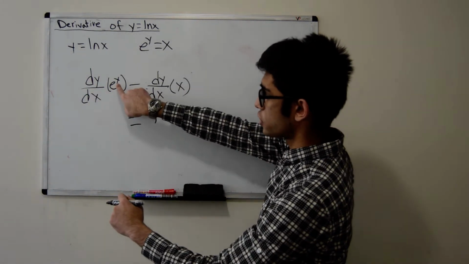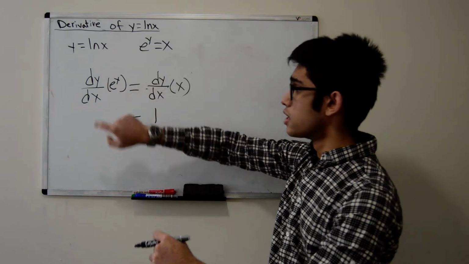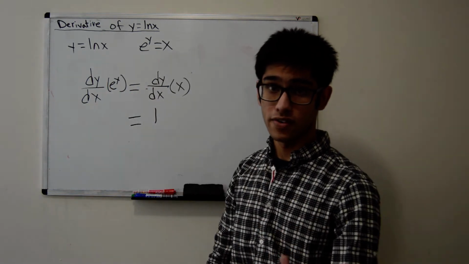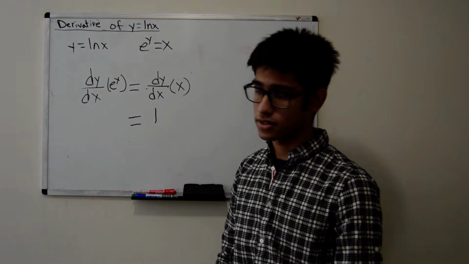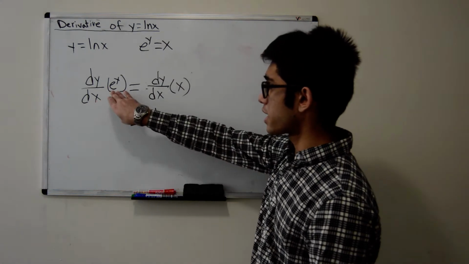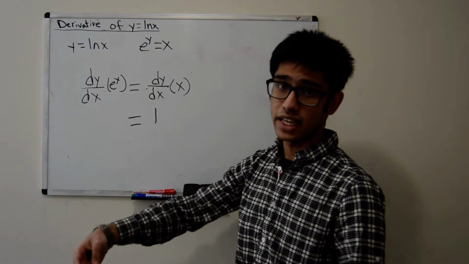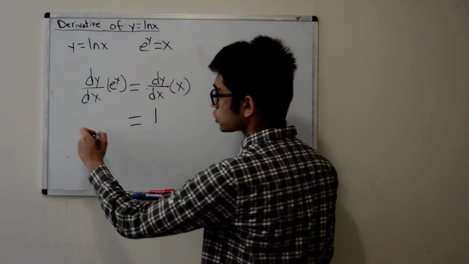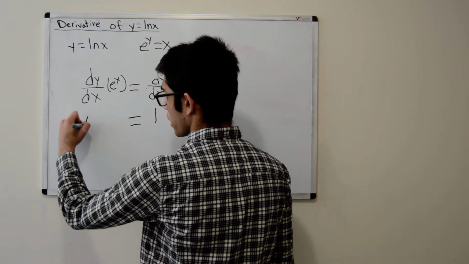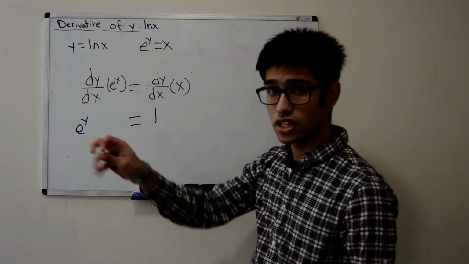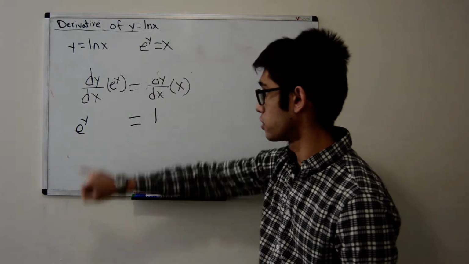The inside function is just y itself. So if you know e to the x, when we take the derivative of e to the x, it's just e to the x. So in this case, the derivative of e to the y is simply e to the y. I can write that, but I also need to take the derivative of the inside function there, which is y.